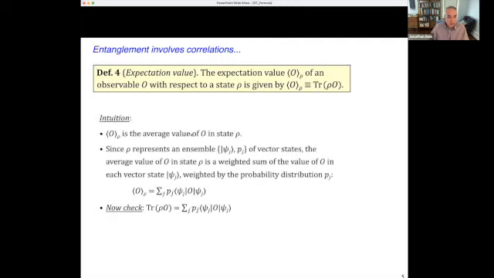Recall the intuition underlying this definition is the following. The expectation value is supposed to be the average value of the observable with respect to the state rho. And since density operators represent ensembles of vector states, the average value of O with respect to the density operator state rho should be a weighted sum of the value of O in each vector state, weighted by the corresponding probability. So the expectation value of O with respect to the density operator rho should be the weighted sum of its expectation values with respect to the vector states in the ensemble that the density operator represents, weighted by the corresponding probabilities. And it turns out this definition in terms of the trace, if you expand out the definition of the trace, gives you the expression that underwrites this intuition.